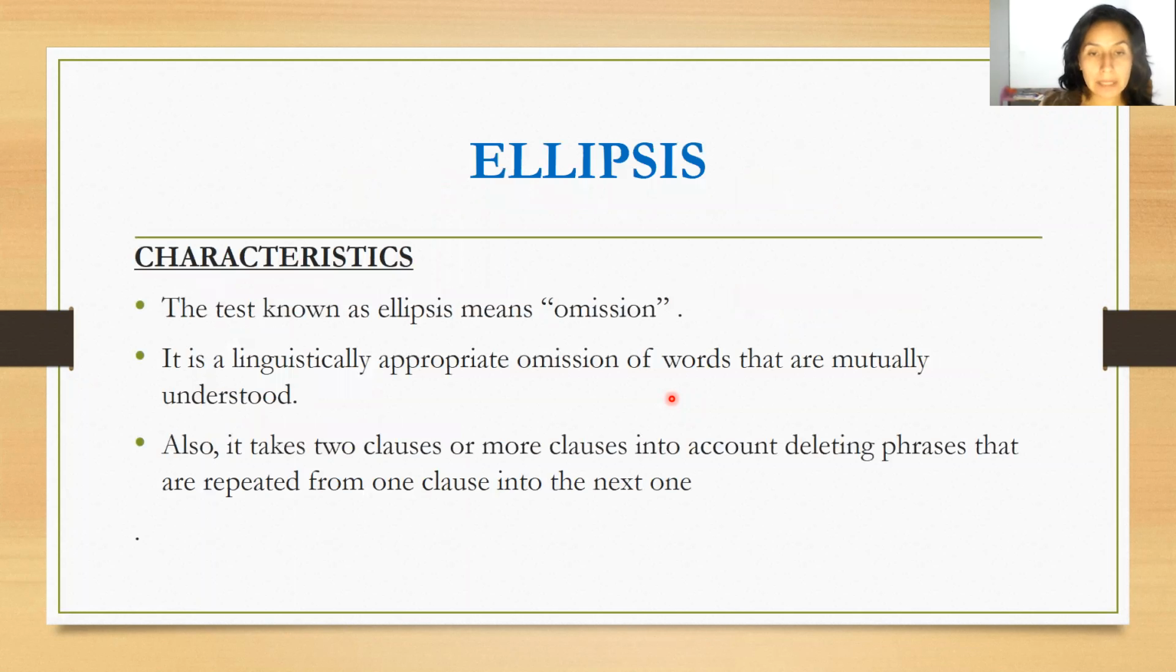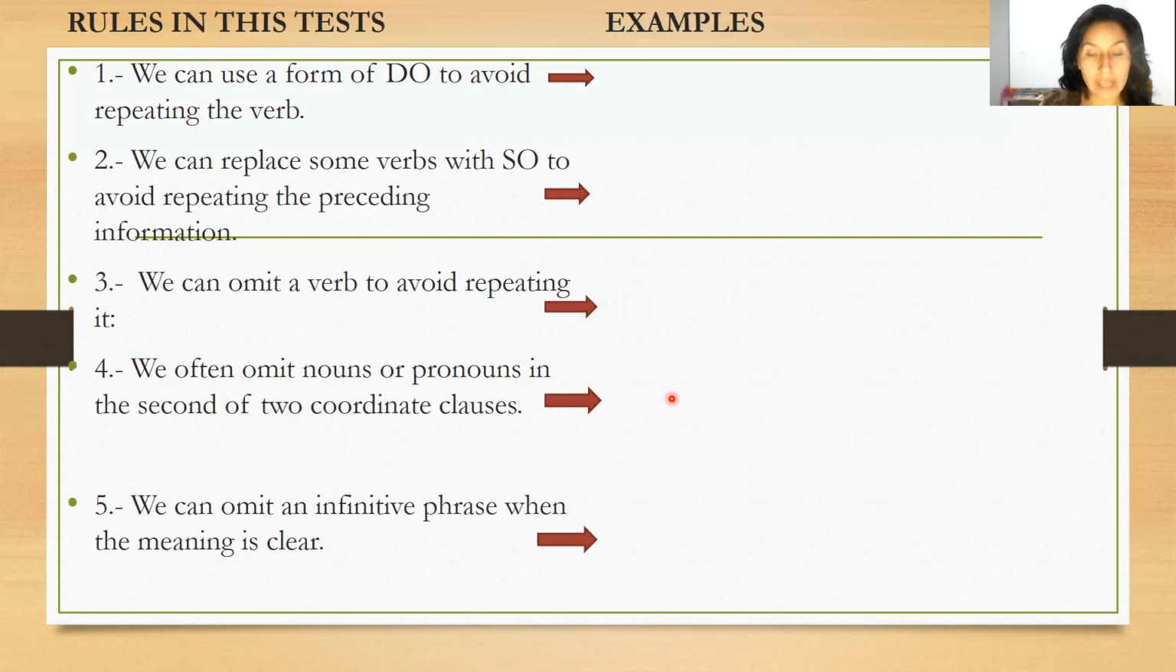Ellipsis. Ellipsis means omission. So it is a linguistically appropriate omission of words that are mutually understood and they should not be spoken or written in the speech. Then it takes two or more clauses into account, deleting phrases that are repeated from one clause into the next one. There are some rules regarding the behavior of this test. I'm going to explain with the following examples.